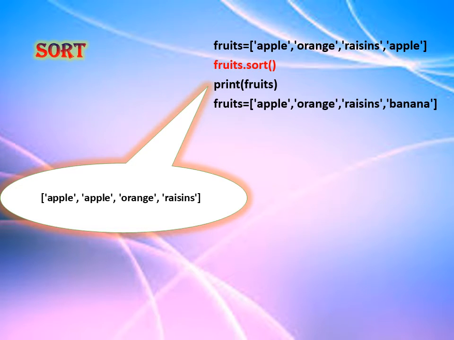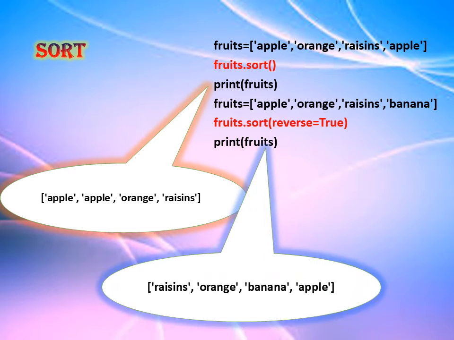So again reassign fruits: apple, orange, raisin, banana. If you want to sort the elements in descending order, then we have to pass the argument reverse equal to true in the sort function. So now we are printing the fruits, and it shows descending order. Raisin, orange, banana, apple is printed.